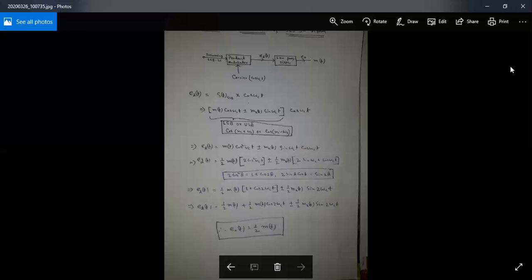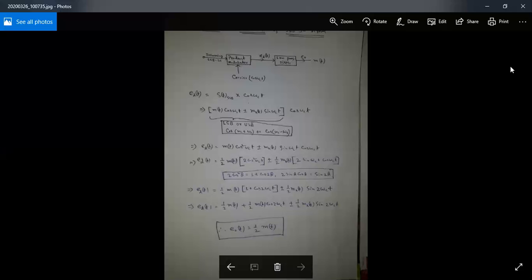Then the simple multiplication: half of mt into 1 is half of mt, then half of mt into cos 2 omega ct is half of mt cos 2 omega ct, then plus minus half of mst into sin 2 omega ct. Here this equation is a summation of three components. The first one is half of mt, the second one is half of mt cos 2 omega ct, and the third portion is plus minus half of mst into sin 2 omega ct.